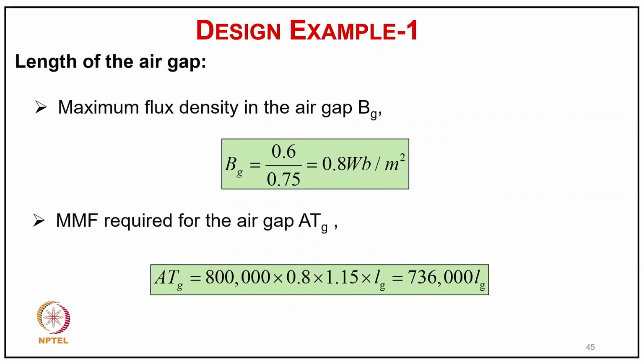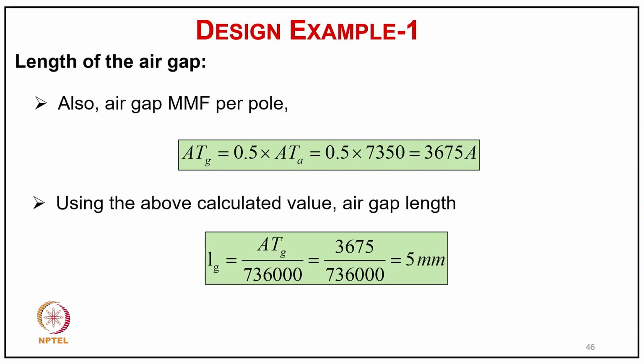Now length of the air gap. So maximum flux density in the air gap is B equal to 0.6 upon 0.75, so it is 0.8 Tesla, and MMF required for air gap will be AT is equal to 800,000 into B into 1.15 contraction factor into Lg, so that comes like 736,000 Lg. From this, MMF is typically for ATg equal to 0.5 times AT a, so it comes 3675. So from here we can get the value of Lg, that is ATg upon 736,000, so it comes around 5 mm.